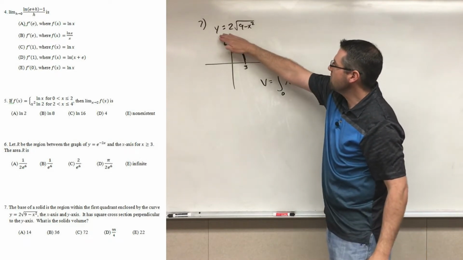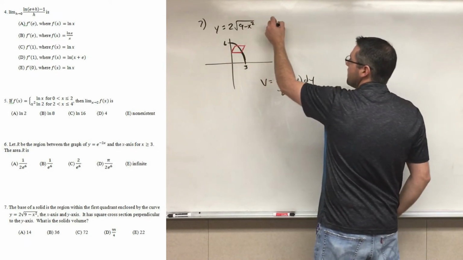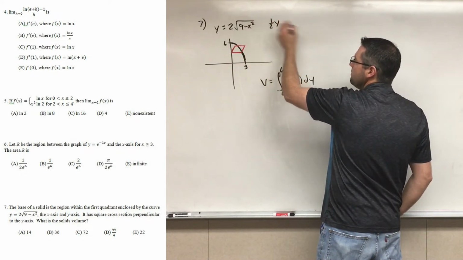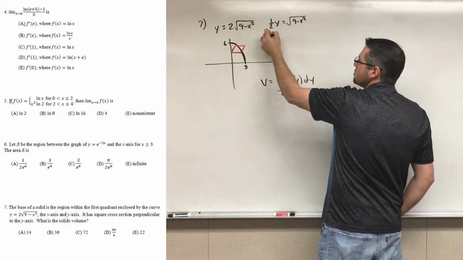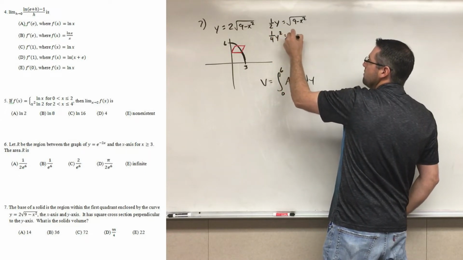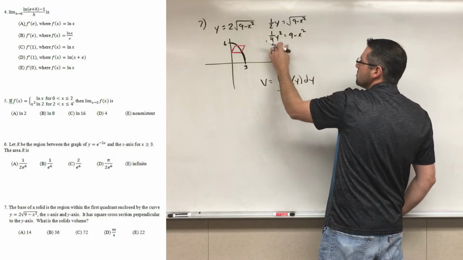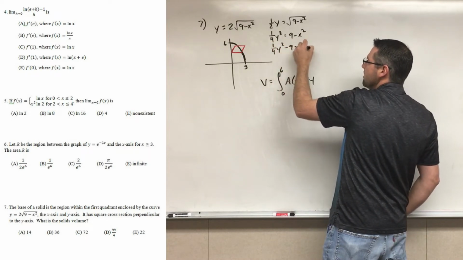So now our next thing we have to do is get everything in terms of y. Up here, we have everything in terms of x, so we have to convert this first of all. The first thing I'm going to do is divide by 2. So I get 1/2 y equals radical 9 minus x squared. And then I'll go ahead and square both sides. So I get 1 over 4 y squared equals 9 minus x squared. I'll subtract 9. So I get 1 over 4 y squared minus 9 equals negative x squared.